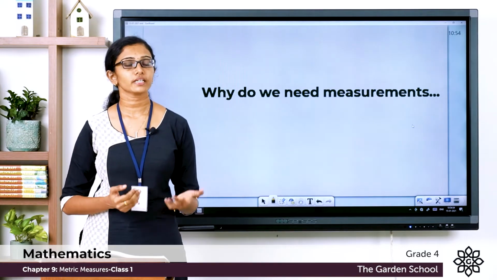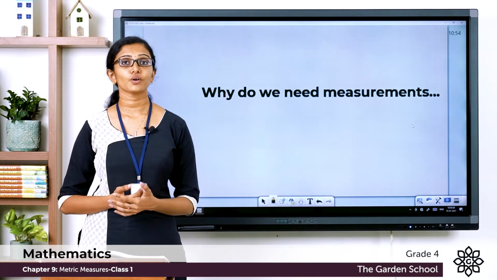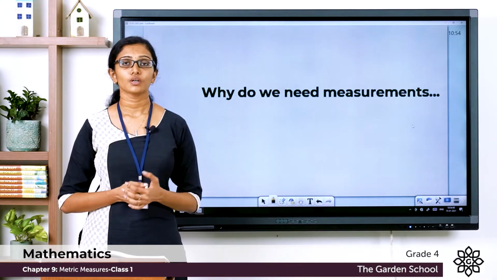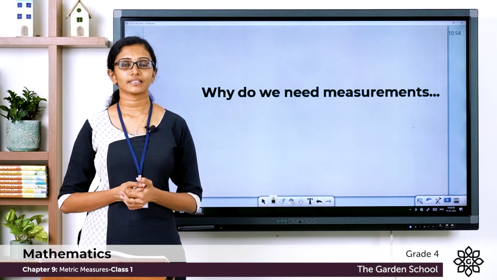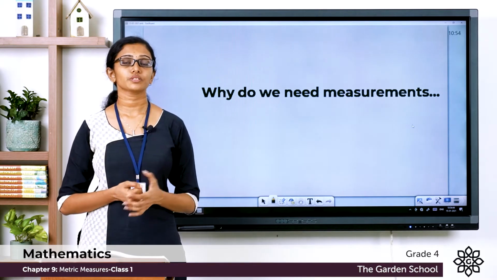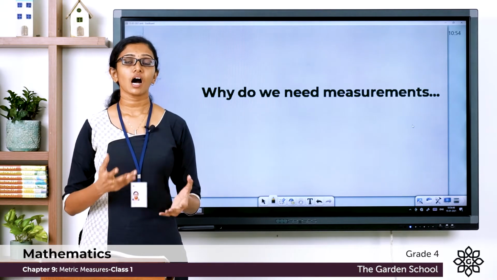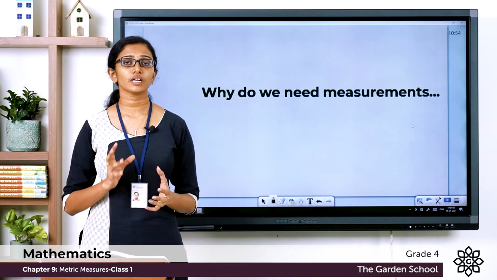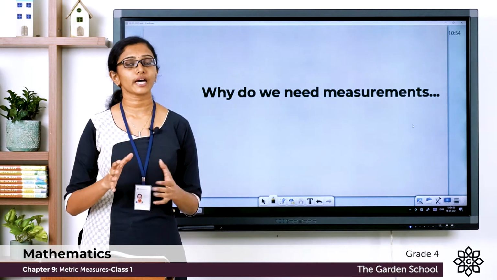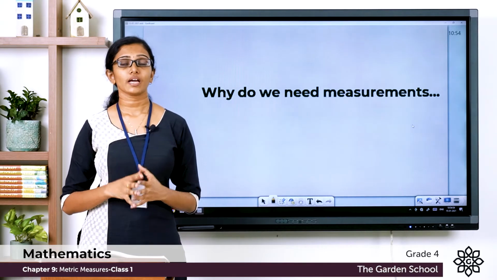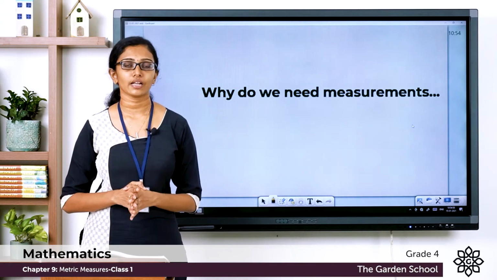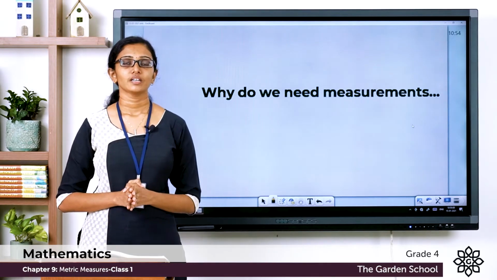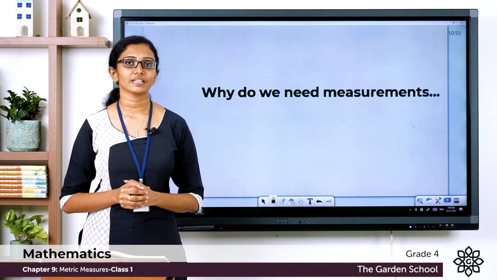And suppose you are cooking or baking something. There also you're using some kind of measurement like 1 cup of flour, 2 cups of oil, just like that. And what if you want to go to some place? You might think, how early should I leave so that I won't reach late? So you're taking some kind of measurement of time there. So everywhere, every day in our life, we are using some kind of measurements, right? You may not have realized it earlier.